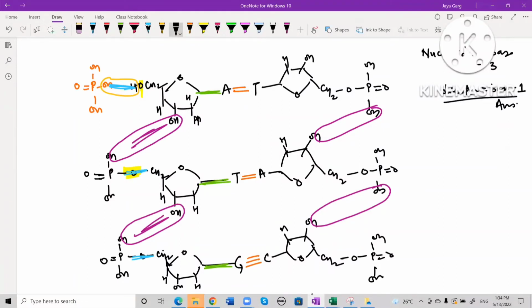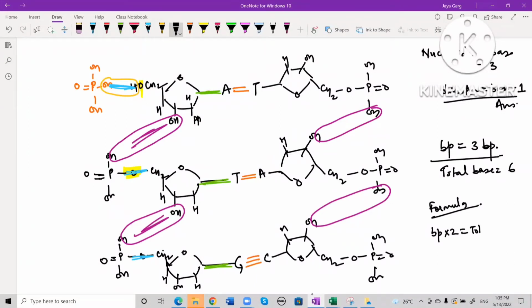How many base pairs have I drawn? 3 base pairs I have drawn. It means total bases are how many? Total bases are only 6. How many diesters are there? Obviously, you can see diester is 4 only. Now see the formula for base pairs. If they give you base pairs, then base pairs multiplied by 2, whatever total you are getting, minus 2 will be your answer. So here total was 6, minus 2, 4 is your diester. And the diagram is also showing you 4 only.